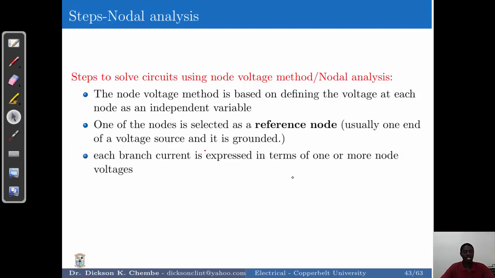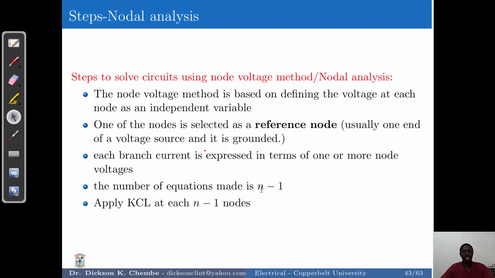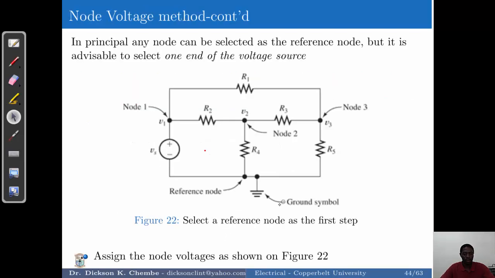Then the next step is that each branch current is expressed in terms of one or more node voltages, like I explained earlier, and then you use those branch currents to create the equations. The number of equations is going to be n-1, the 1 being the reference node. And then you apply Kirchhoff's current law at the remaining nodes except the reference node. You have to identify the nodes like I described earlier. You have to look at where you have active and passive circuit elements, and then identify which are the nodes in the circuit.